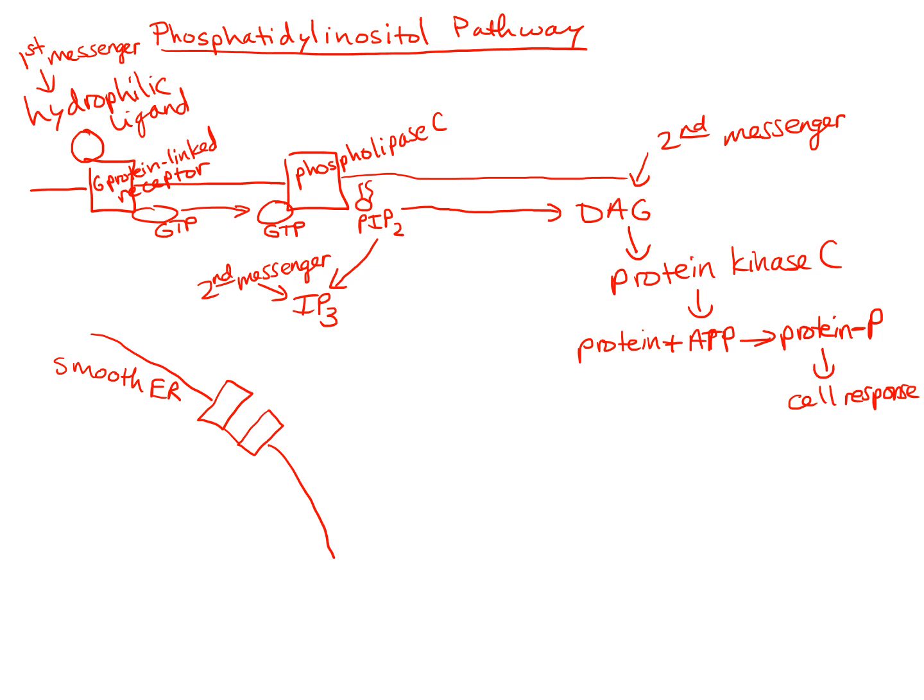Okay, but the IP3, the other second messenger, will do something really different. So IP3 will go over and bind to a calcium ion channel in the smooth ER, open the gate, and in the smooth ER we have stored some calcium ions. And when you open that calcium channel, calcium will come out. And the calcium is our third second messenger in this pathway. So we've actually got 3 second messengers in this pathway. So we've got our DAG, IP3, and then calcium ions.